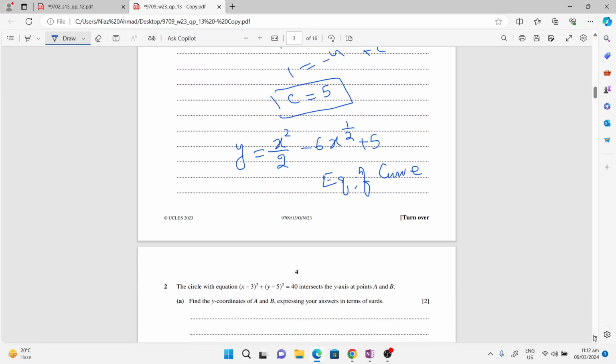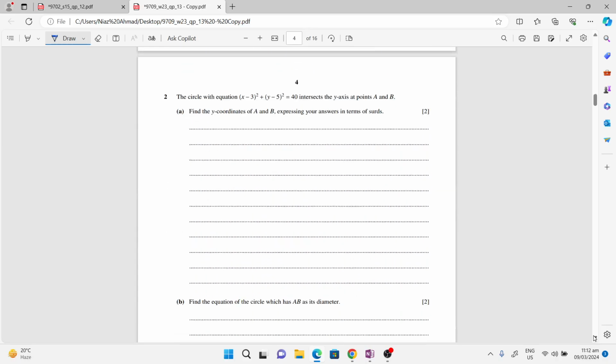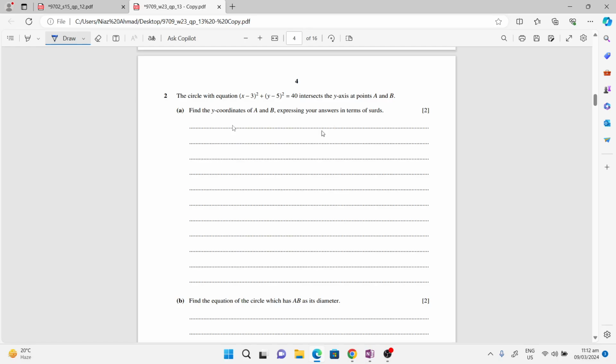I think I've done this paper. This is 13 page. Yeah, I've done this. Let's look at question number 2. Abir, what about you? I'm done with 11, 12 and 13 of October, November. Abir, are you done with this 2023 one? So it will be a revision. It's good for Abir as well.